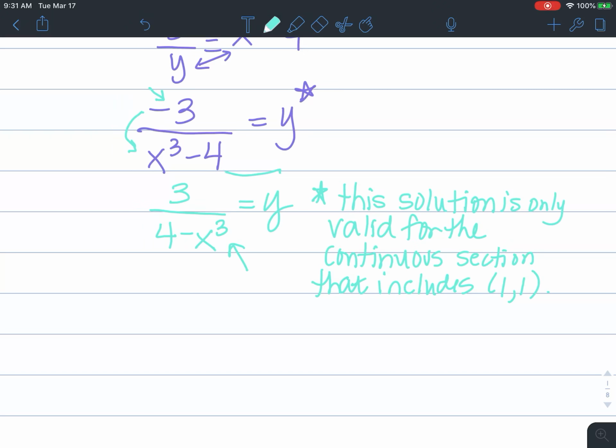This function, is it a function? Yeah, this function is not defined where the bottom is 0, because nothing is defined when the bottom is 0. So at the third root of 4, the bottom would be 0. There must be some kind of asymptote here. I don't know what's happening on the left and the right, but I do know that there's an asymptote there. So what you have to note is that this solution is only valid for this section of graph that has 1, 1 on it, and not the other section of the graph that doesn't have 1, 1 on it. I don't know if that's going to come up later, but oh well.